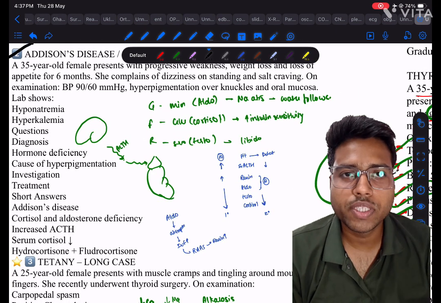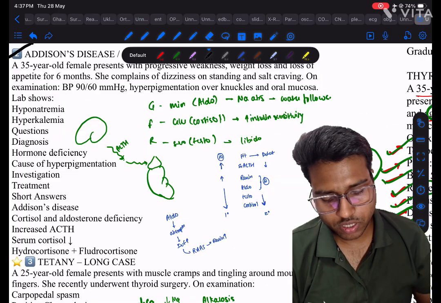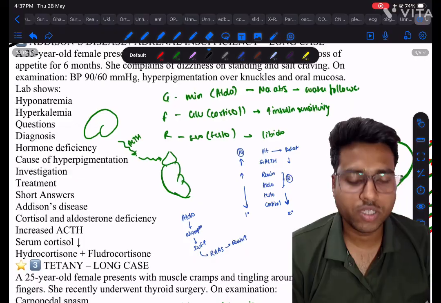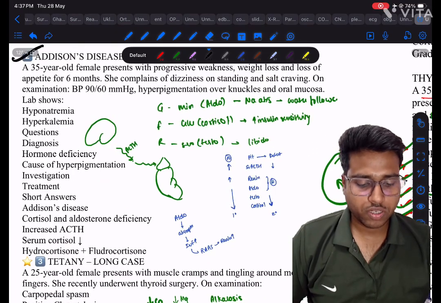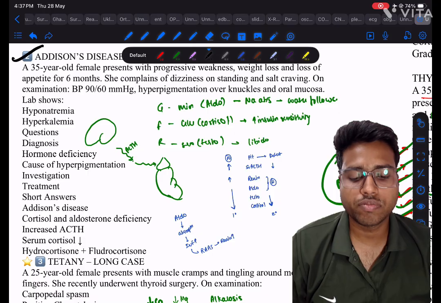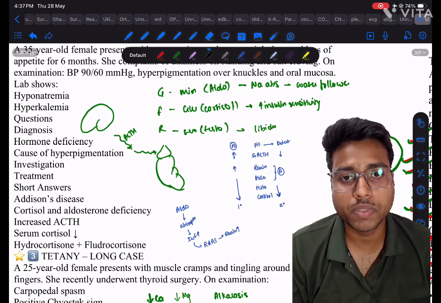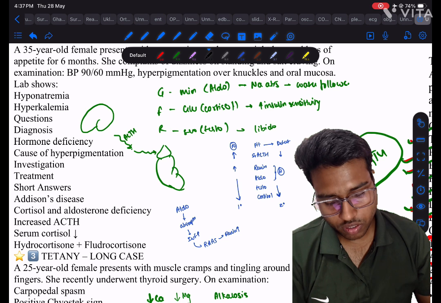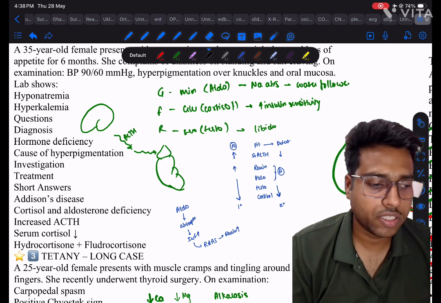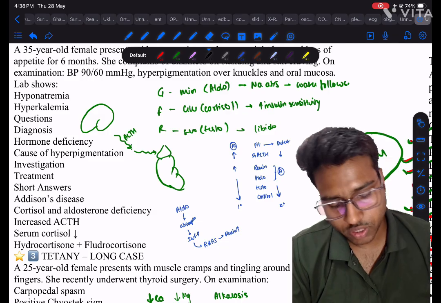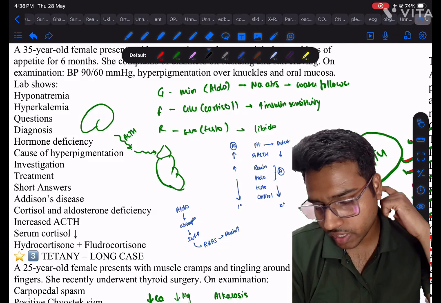So moving to the next question, we should start now. Addison's disease or adrenal insufficiency. What is this? So what is Addison disease? The name Addison was given by scientists who found that some patients have low BP, hyperpigmentation, and other findings like weight loss and hypoglycemia also. So we will study now.